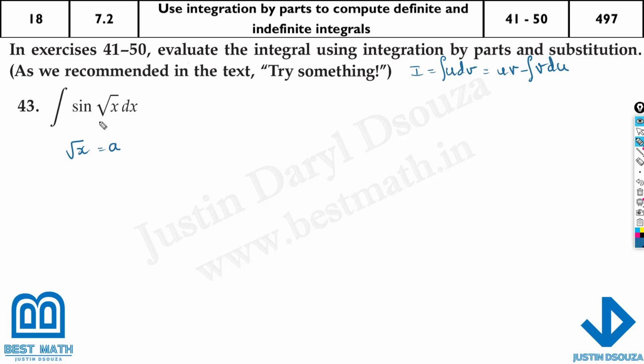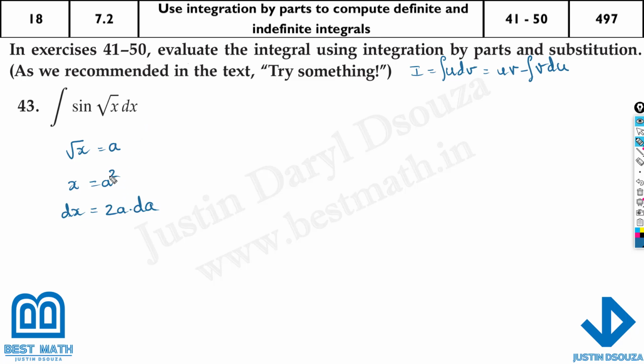Now what I need to do is, if I change this square root x to a, I need to even change dx. I need to write it in terms of dA. So that means I need to derive this, isn't it? Rather than complicating it over here, I will square this up. So it'll be x is equal to a square. Now if I derive this, it'll be dx is equal to 2a into dA. Now it's easier, right? Now I know what is dx.